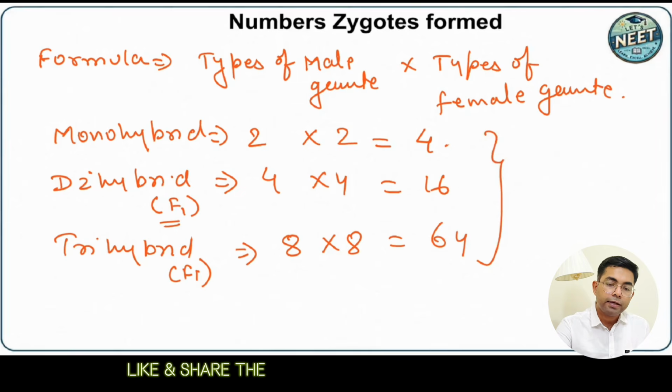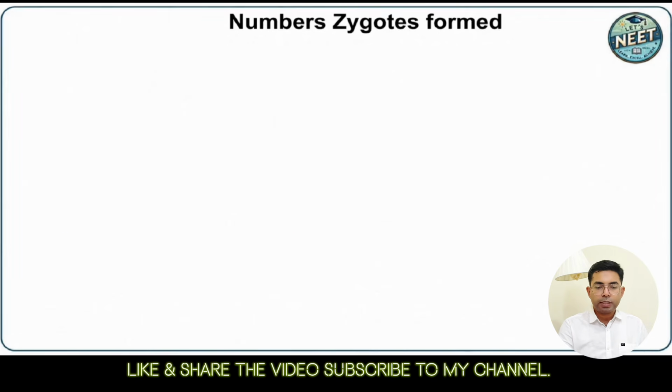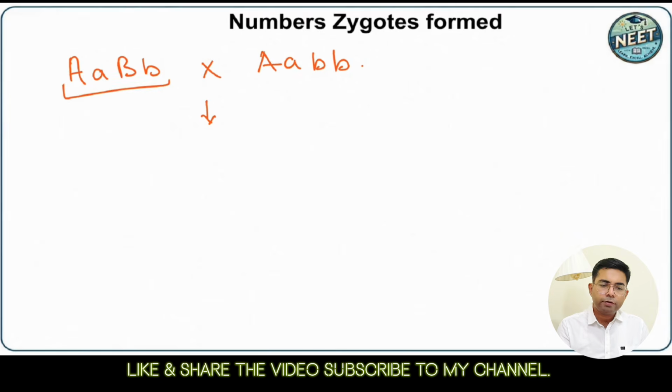Now let's say randomly they give you a certain genotype and then ask you the types or number of zygotes. For example, let's say capital A, small a, capital B, small b, crossed with capital A, small b, small a. Now if you are asked to calculate the number of zygotes formed in the offspring, you can consider anyone as male and anyone as female. So let's say this is male.